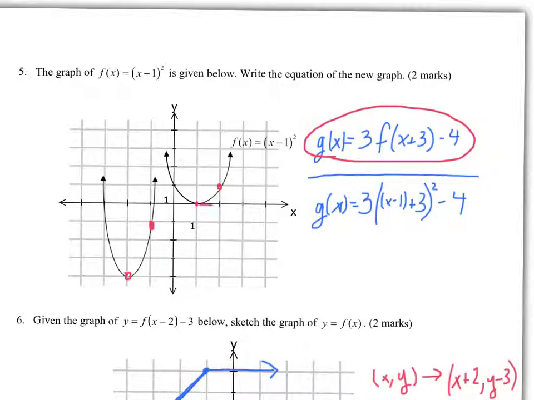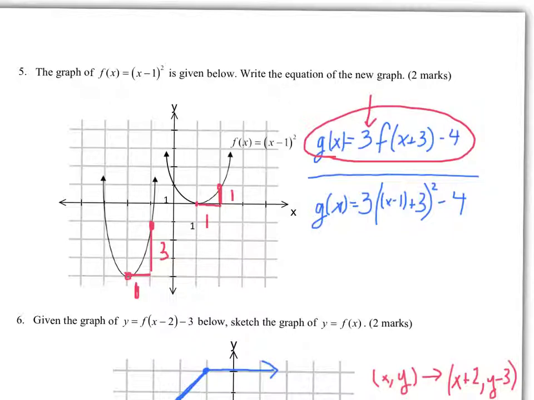Here's my thought. If I go out 1, I go up 1, starting from the vertex on f(x). But on this new function, I go out 1, wait a minute, I go up 3. So you notice that I've had a vertical stretch by a factor of 3. That gives me this 3 up front.